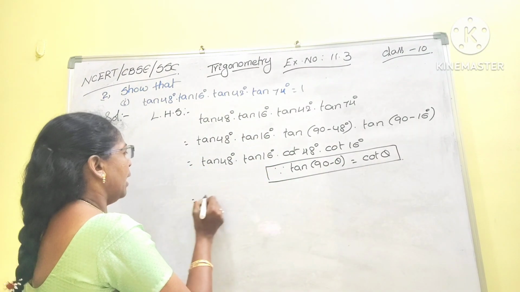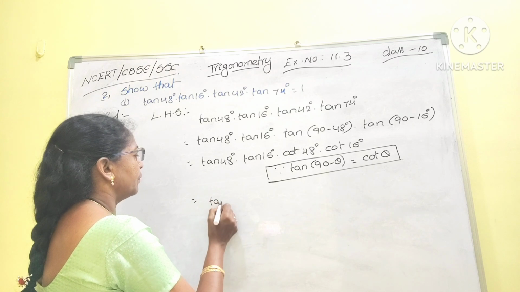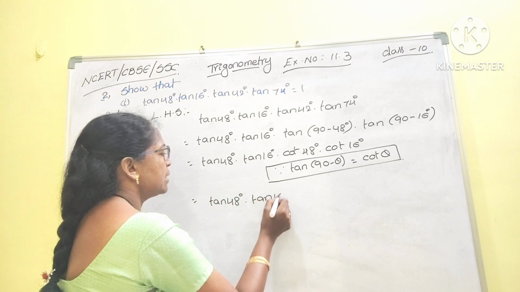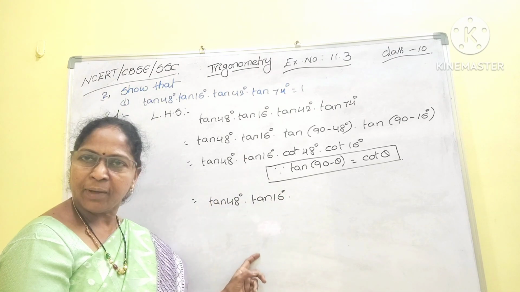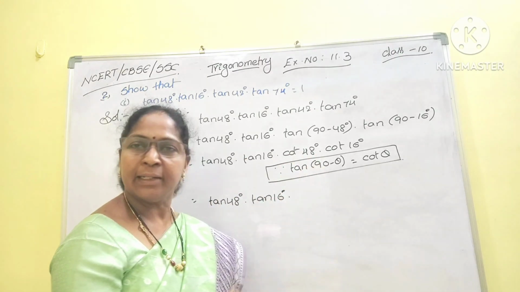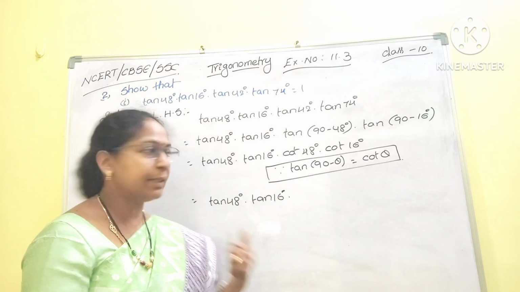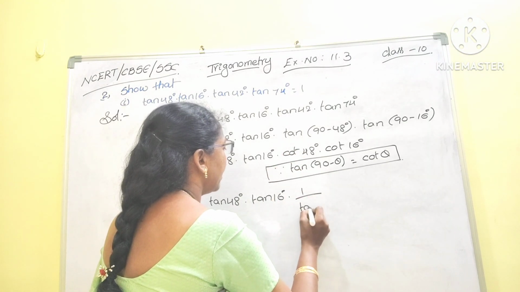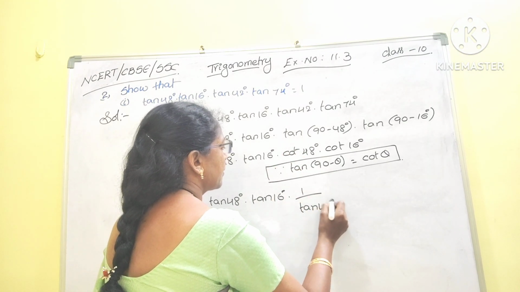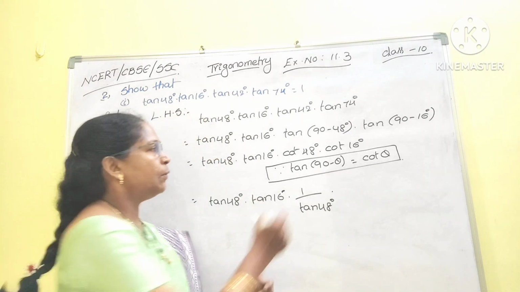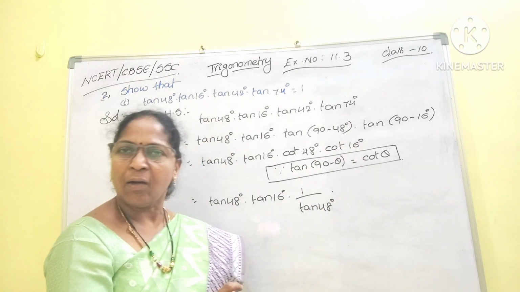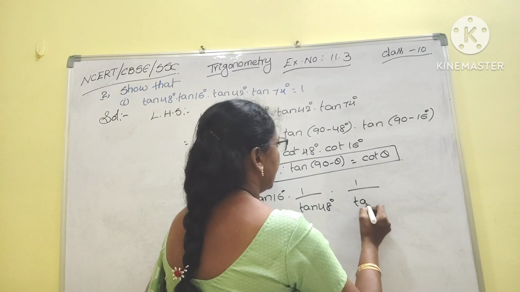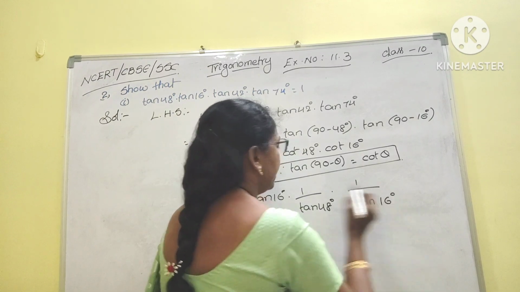Now, again tan 48 degrees into tan 16 degrees as it is you write. Now cot 48, cot is a reciprocal of tan. So this can be written as 1 by tan 48 degrees into, this also same thing. Again cot is a reciprocal of tan. So 1 by tan 16 degrees.